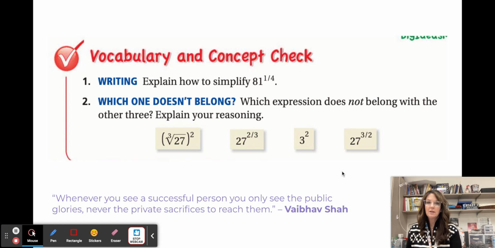And we're already to the vocab and concept check. So remember, you're going to choose one or two. You're going to let me know which one you are responding to. Answer in complete sentences as best you can. I know that your ability to edit with equations is limited, so use words to explain what you're doing. And do the best you can.